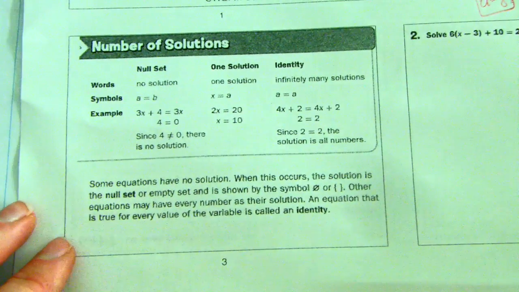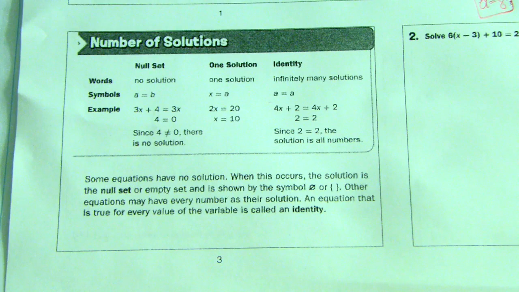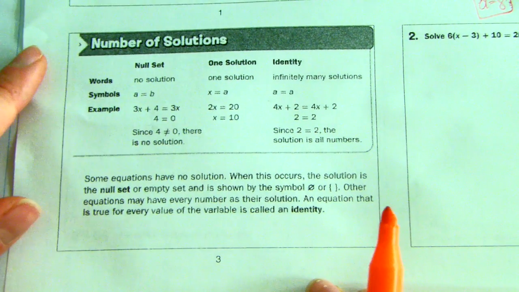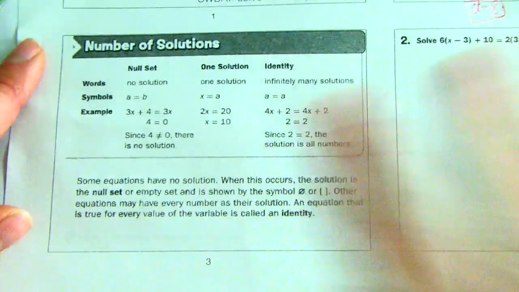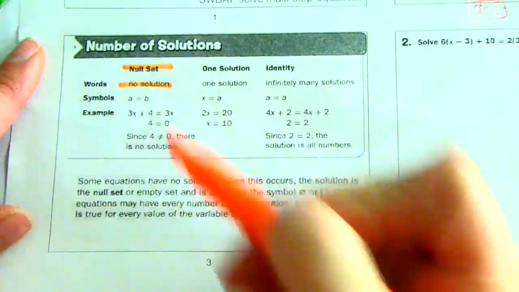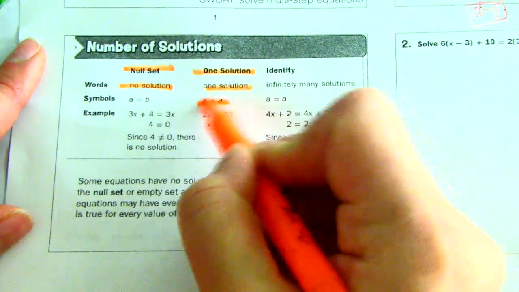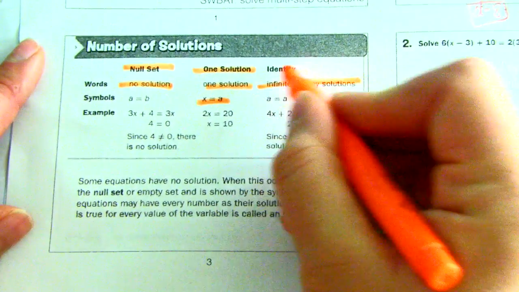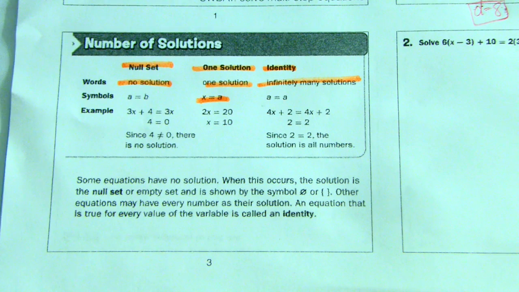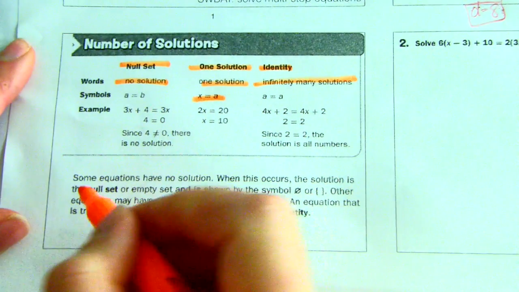A couple of vocab, so if you have your vocab sheets, you can pause me to write this down. So the number of solutions. So the number of solutions, we're going to have 3 options. We can either have the null set, which means there's no solution, one solution, which looks like x equals some number, or infinitely many solutions, called the identity. So those aren't your vocab words yet. Your vocab words are down here.